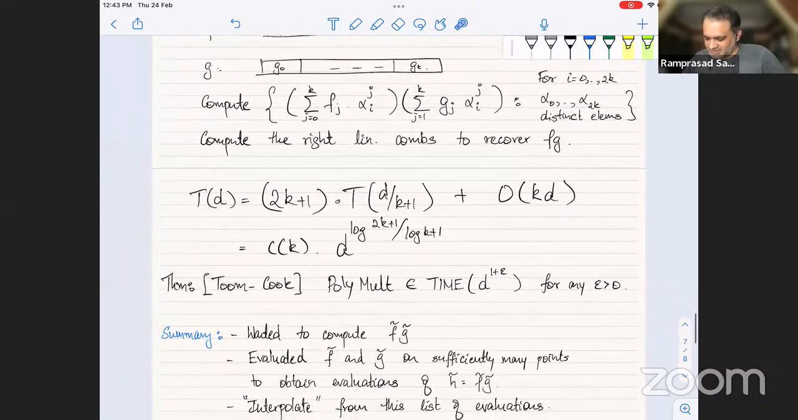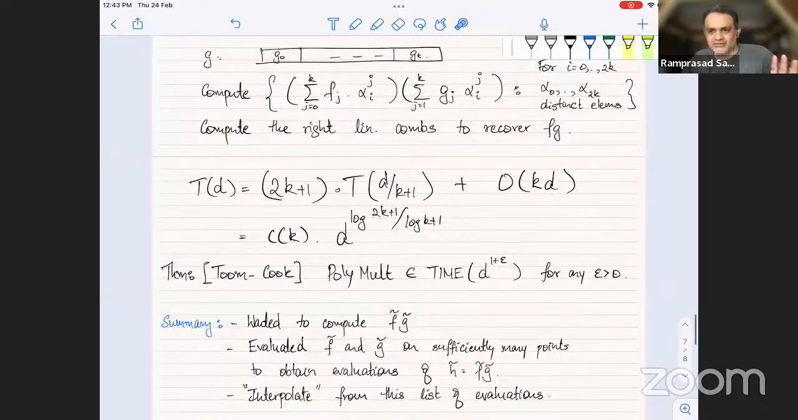So in general, let me just summarize. What did we do in the process? We wanted to compute a certain product f tilde times g tilde. If f tilde has degree k and g tilde has degree k, this is some polynomial of degree 2k. To figure out that polynomial of degree 2k, I need 2k plus 1 evaluations. And in order to figure out those 2k plus 1 evaluations, I need to evaluate f tilde and g tilde at those points, and once I get those evaluations, multiply them together.